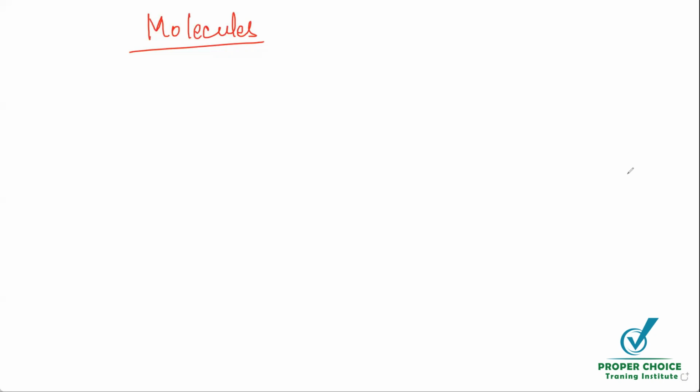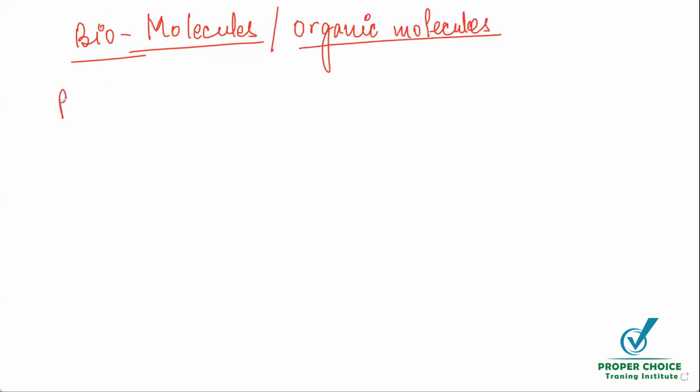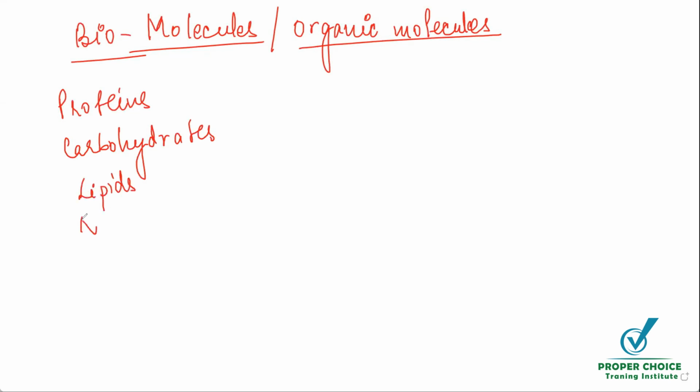So first thing that we have to consider is the molecules. If the molecules are present in the body, we call them biomolecules. Okay, so what are the four very important biomolecules, or you can say the organic molecules which are there? The four biomolecules or the organic molecules are proteins, carbohydrates, lipids, and nucleic acid. Okay, the whole human body, basically it is made up of these components only.